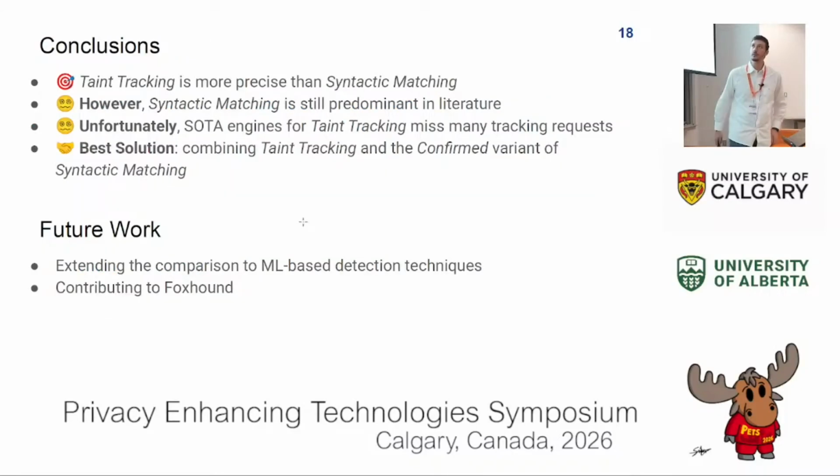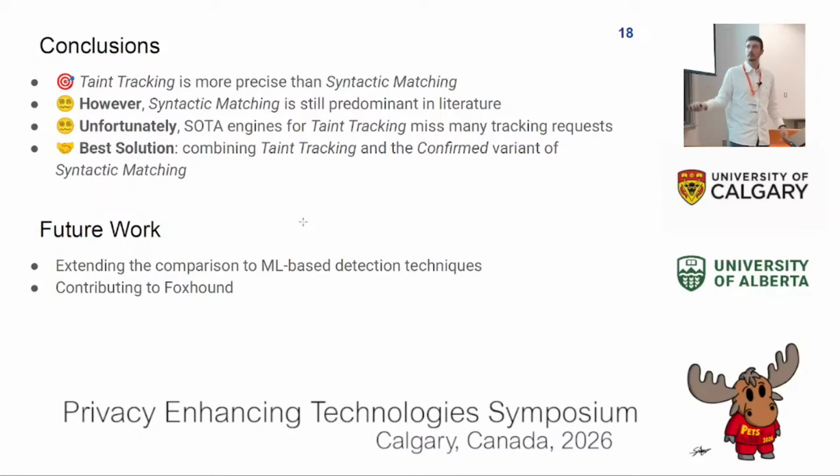So in conclusion, we find that taint tracking is more precise than syntactic matching. However, syntactic matching is still predominant in literature due to its simplicity. Unfortunately, state-of-the-art engines for taint tracking, such as Foxhound, still suffer from many false negatives. The best solution that we find is hybrid, meaning combining the confirmed variant of syntactic matching and taint tracking.